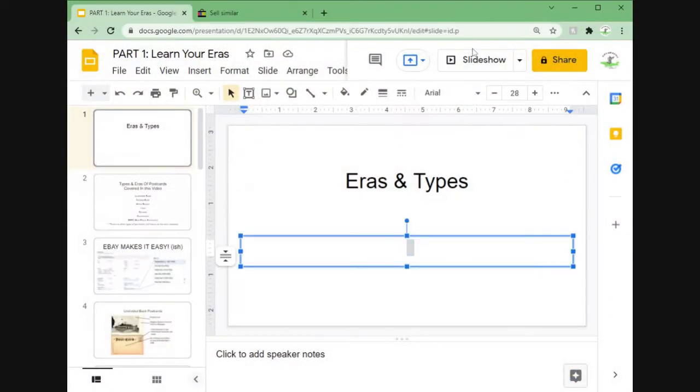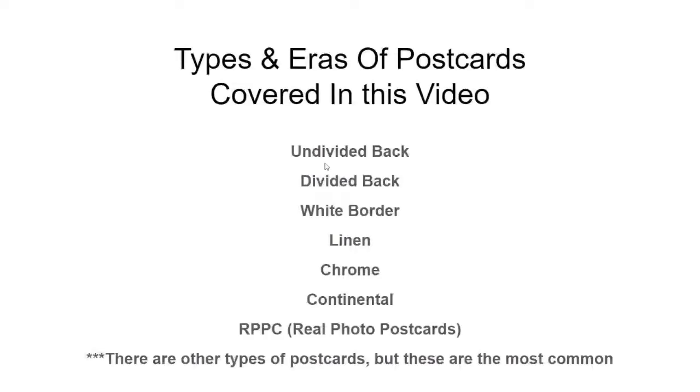So, this video is the first, most basic thing that I think is most important for people to learn when selling postcards, and that is learning your eras and types. So in this video, we're going to learn about the types and eras of postcards. We're going to cover undivided back, divided back, white border, linen postcards, chrome postcards, Continental postcards, and real photo postcards, or RPPCs. There are other types of postcards that you might run into, but these ones are the most common, the ones you're most likely to run into out in the wild, and the ones that you really should become most familiar with. So we're going to start and go more or less chronologically here.